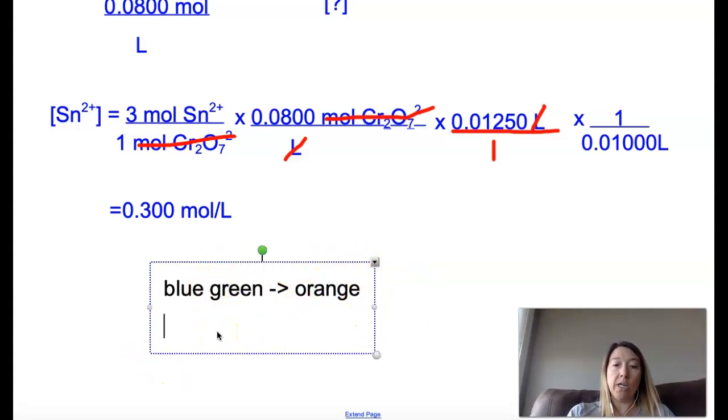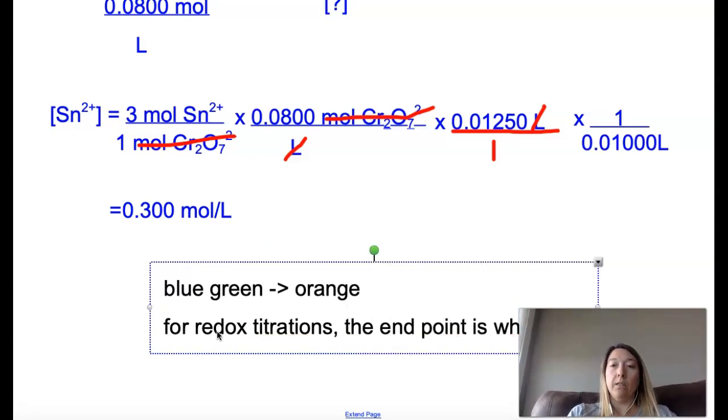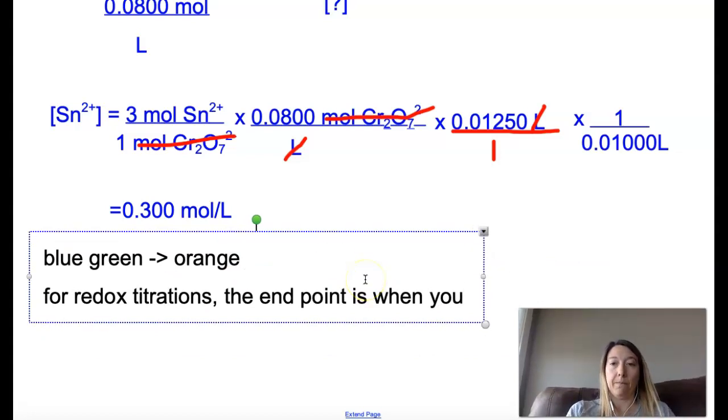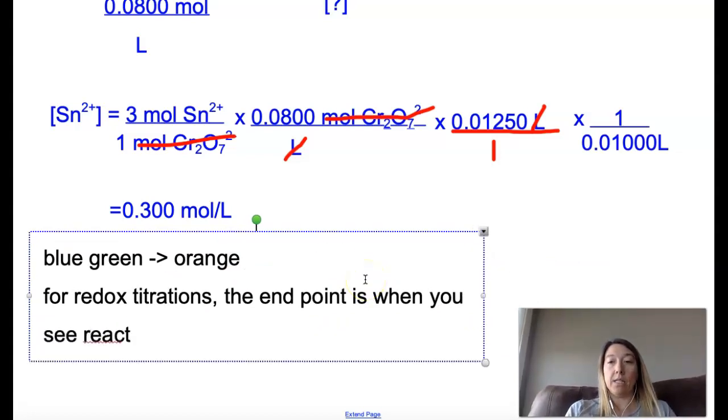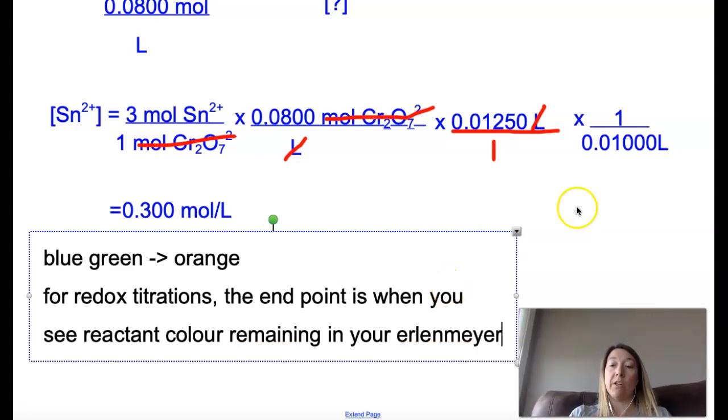So for redox titrations, the end point is when you see reactant color remaining in your Erlenmeyer. It's not about seeing the product color, because you're going to see that almost instantly, right? As soon as I produce it, I'm going to see that. But if you think about a titration, you never finish a titration after adding 0.1 mL, right? Usually it's at least like 7 to 15 mL. So that is how your redox titrations work.